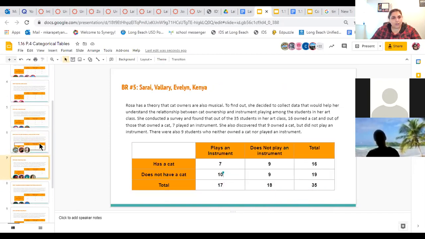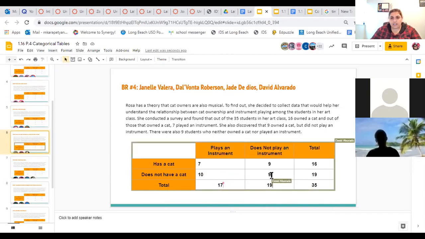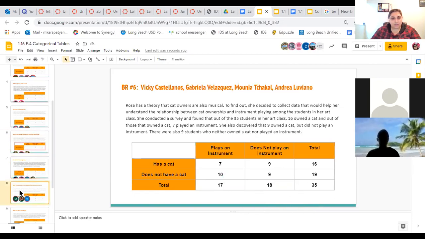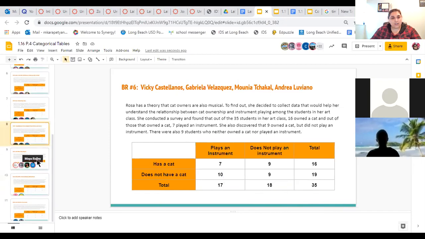And then check that, David. There you go. Checking that math, y'all. Look at that. Sarai, Valerie, Evelyn, and Kenya. Good job. Vicky, Gabriella, Munya, and Andrea. Great job, you guys.